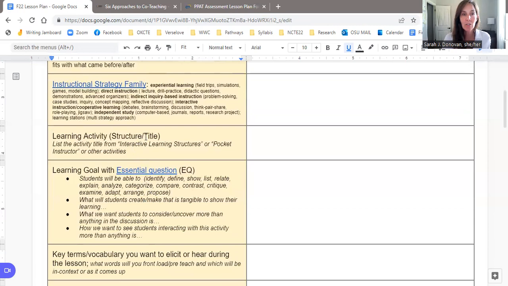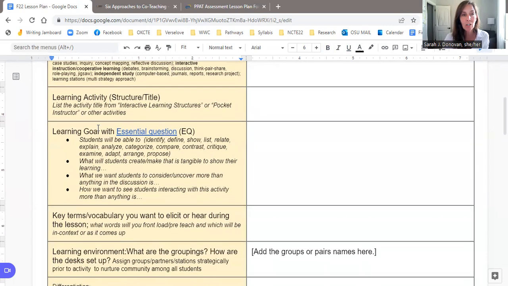Learning activity. So if you have a learning structure like walk and talk, or a gallery walk, or a concept map, all those things in parentheses above, those are activities. So what's in bold is the instructional strategy family, and then what's in parentheses, those are activities. So learning activities.